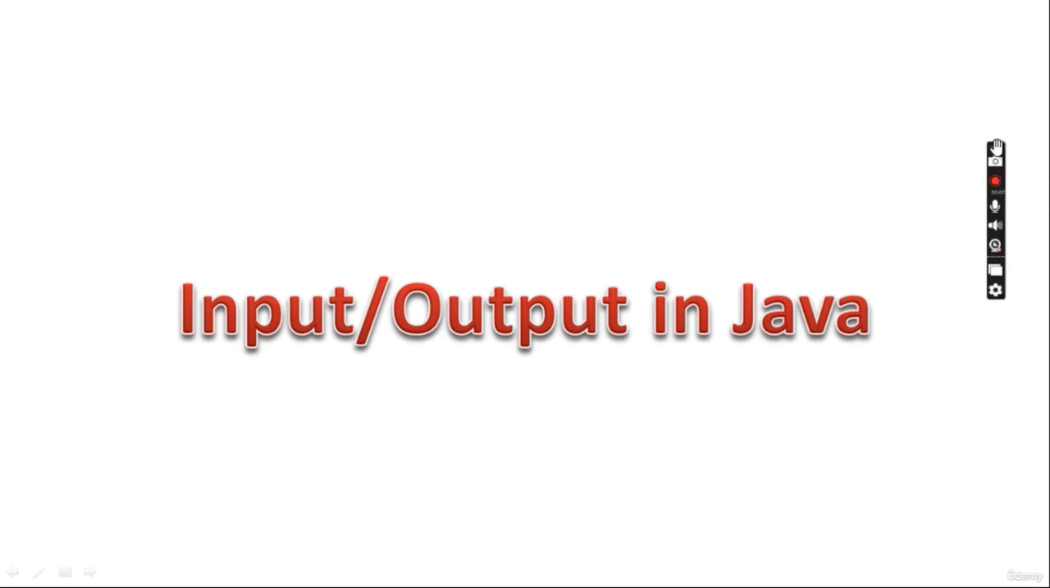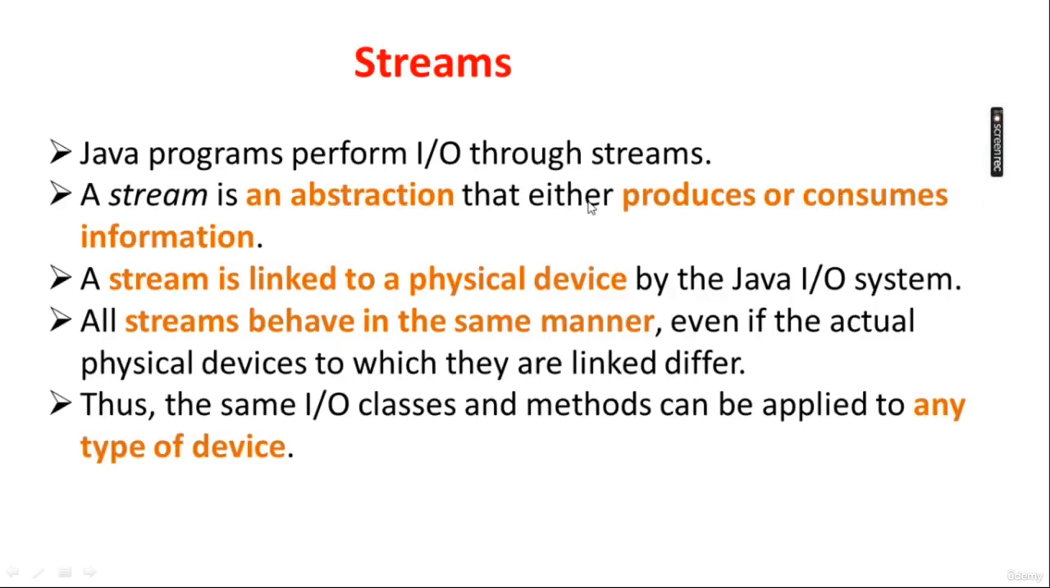In today's session we are going to start with a new chapter, that is chapter 12, input output in Java. We will start with the streams first. Java programs perform input output through streams, that is input stream and output stream. A stream is an abstraction that either produces or consumes information. If you are producing information, that is you are writing, and consuming means you are reading the data.